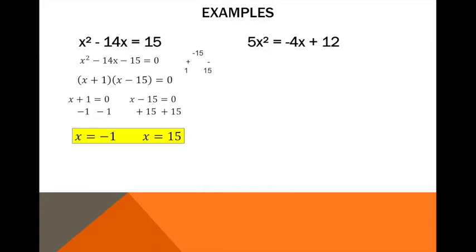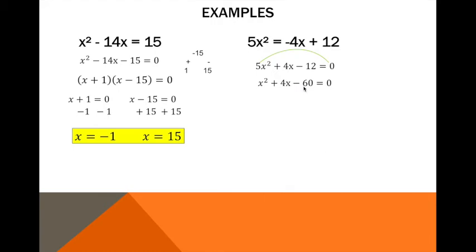Okay, so I'm going to get this equation into standard form. I'm going to do that by adding 4x and subtracting 12. So 5x squared plus 4x minus 12 equals 0. Remember, we want a to be positive. Now I'm going to factor the polynomial. For this one, I have an a, so remember, we multiply a times c. So 5 times 12, which is 60, and then replace a with 1 and c with 60.